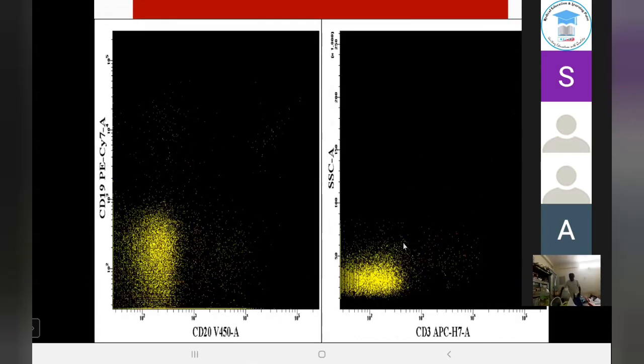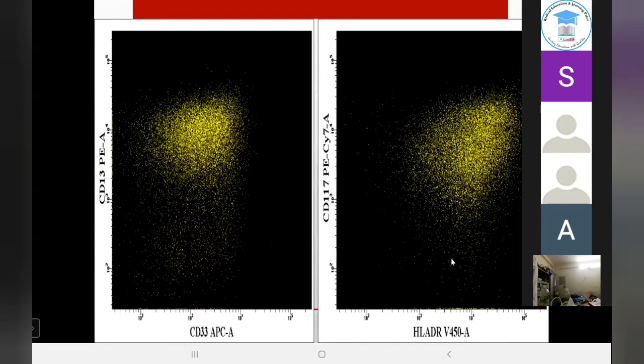Can you tell me the markers? Are the B cell markers positive or negative? The 19 and 20? They are negative. What about the 3? Negative. So it is not a B, and it is not a T. What about the 13 and 33? Positive. What about the 117? That is again positive. So it's going towards which lineage? Myeloid lineage.